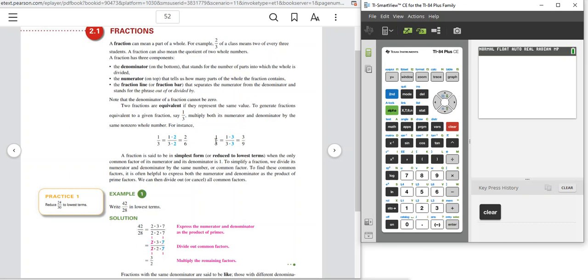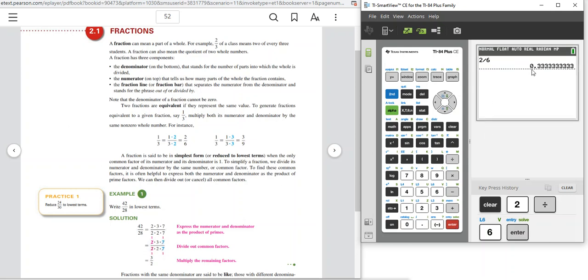Now, if you want to reduce something to the simplest form, you can factor out forms of 1, but I'm not going to do that here. I'm just going to put 2 divided by 6 into the calculator. And again, I hit enter. Now I get a decimal. So 2/6 is the same as 0.333 repeating.